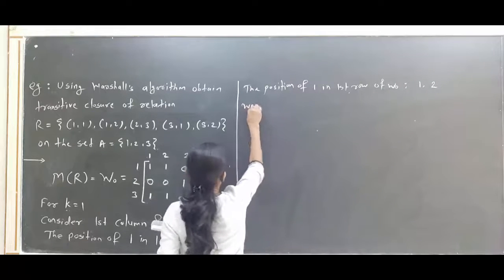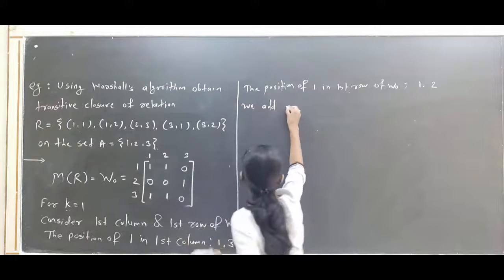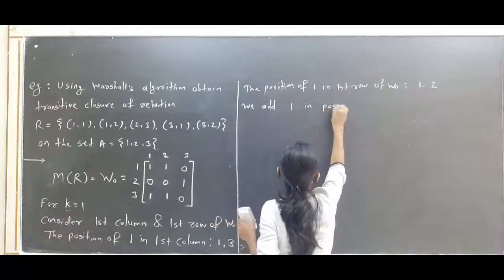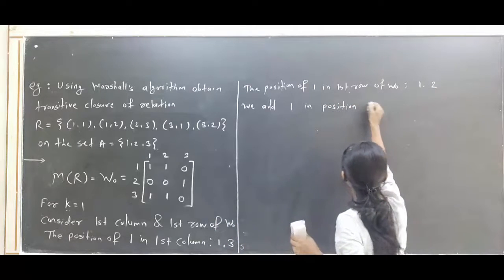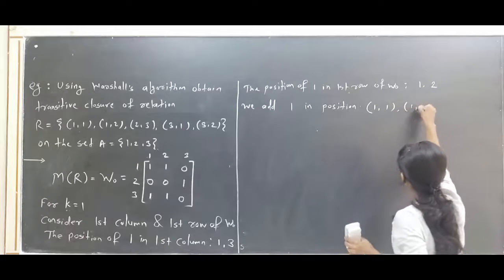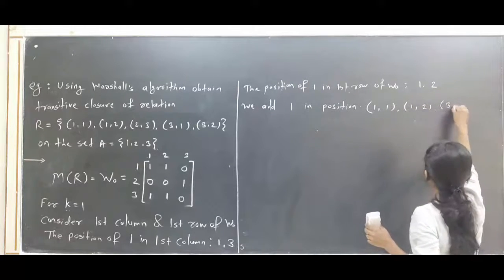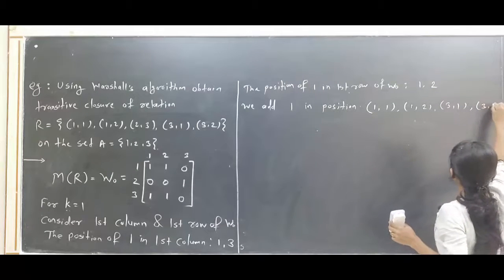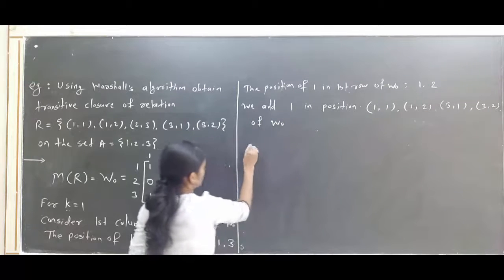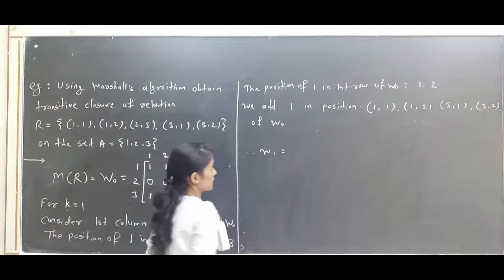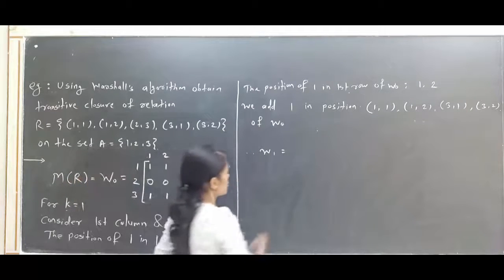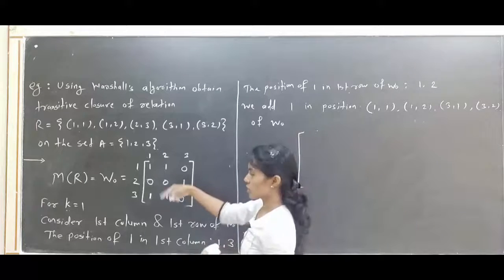So we add 1 in positions 1 1, 1 2, 3 1 and 3 2 of W naught. So therefore, by adding these positions in W naught, we get W1. And the remaining positions stay as they are.